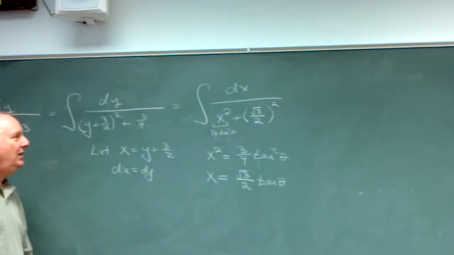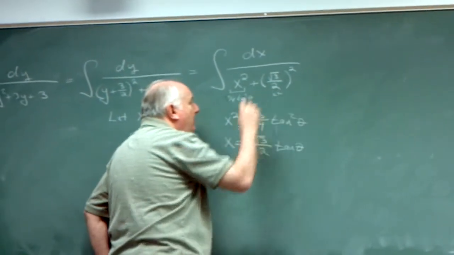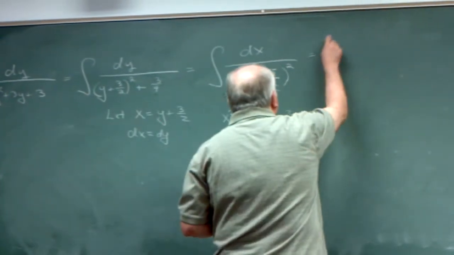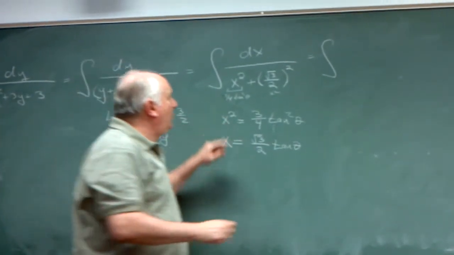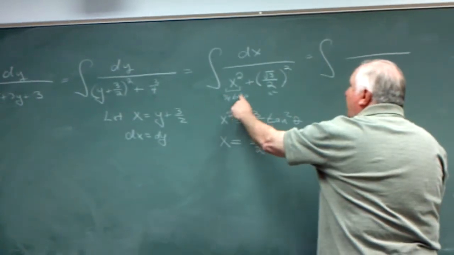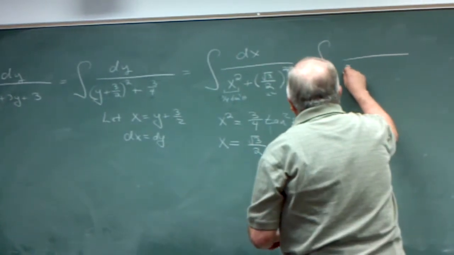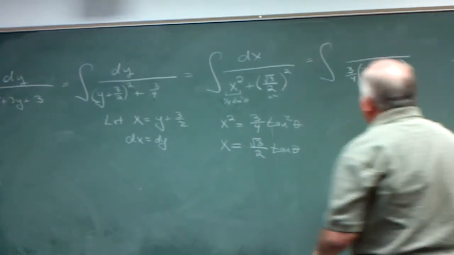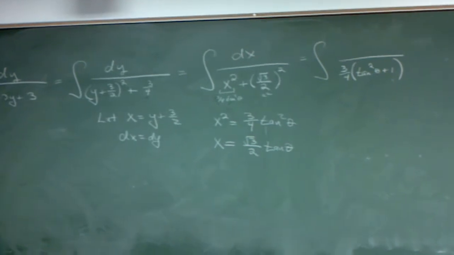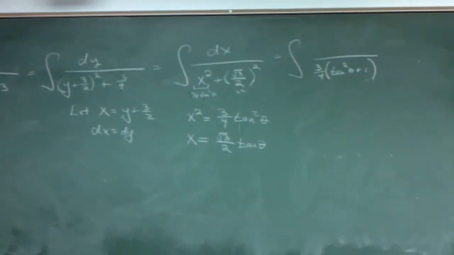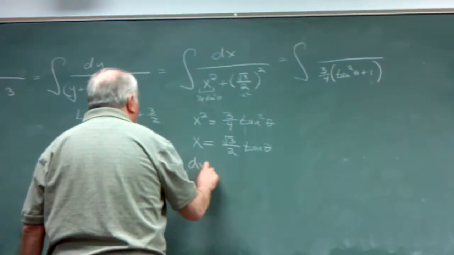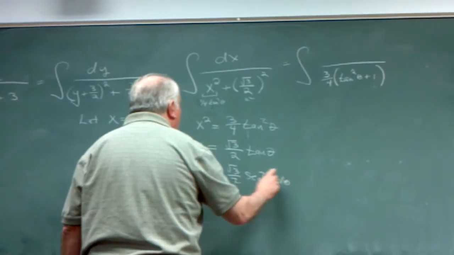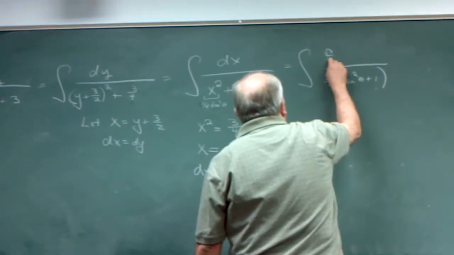Because again, if you have x squared plus a squared, what we do is let x equal a tan of theta. When we do that, the bottom becomes 3/4 tan squared plus 3/4. So 3/4 tan squared plus 1. And that was the whole reason for making this substitution, because we wanted to get that tan squared plus 1. dx is root 3 over 2 secant squared theta d theta.